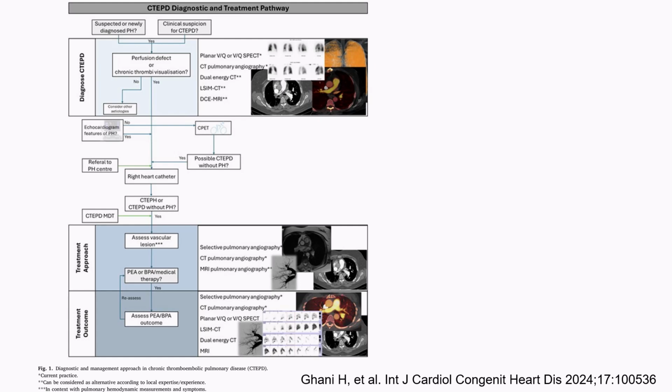In patients with suspected or newly diagnosed PH, or clinical suspicion for CTEPH, the perfusion defect or chronic thrombi visualization can be done with the VQ scan, CTPA, dual energy CT, lung subtraction iodine mapping CT, and MRI. Also, selective pulmonary angiography, CTPA, and MRPA can be done in the assessment of vascular lesions in the treatment decision.